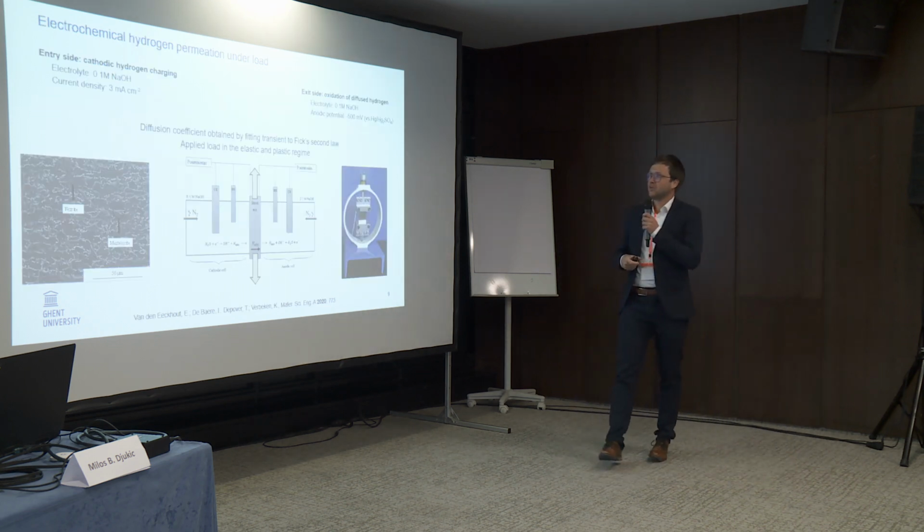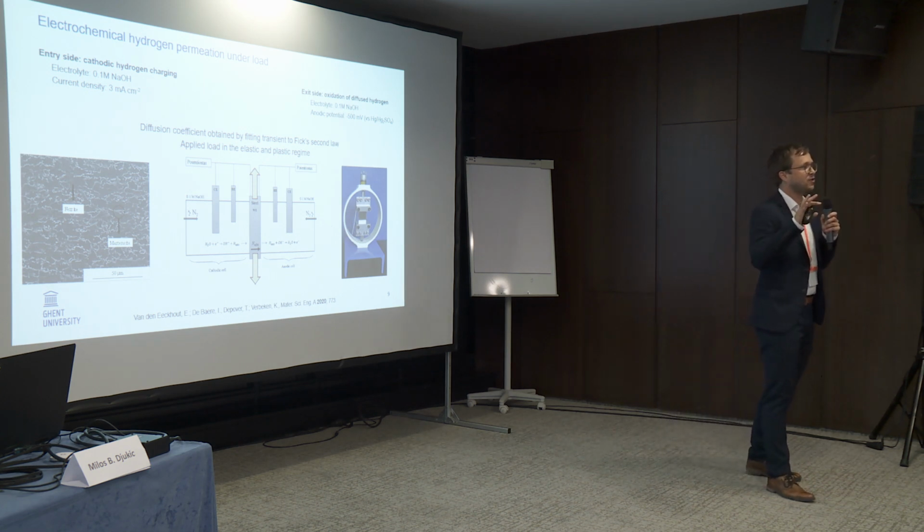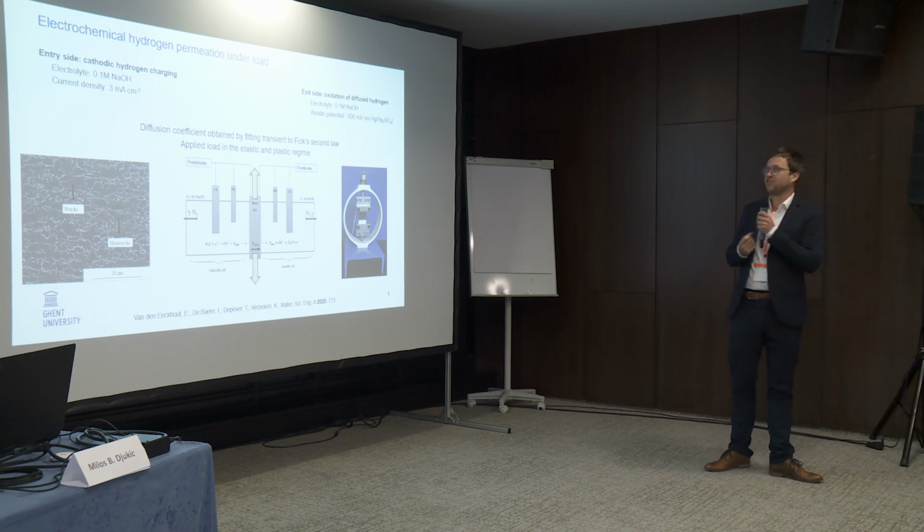So then we continue and we want to know how this retained austenite is trapping. Quite difficult to evaluate with TDS. I will explain later why. But another technique to evaluate hydrogen characteristics is permeation, electrochemical permeation experiments.